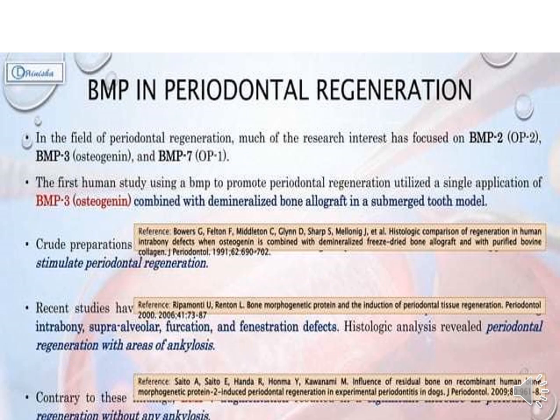BMP in periodontal regeneration. In the field of periodontal regeneration, much of the research interest has focused on BMP 2, 3 and 7. The first human study using a BMP to promote periodontal regeneration utilized a single application of BMP 3, osteogenin, combined with a demineralized bone allograft in a submerged tooth model.